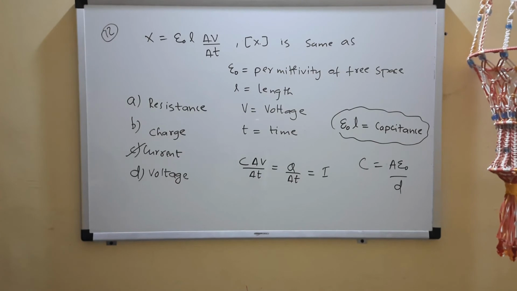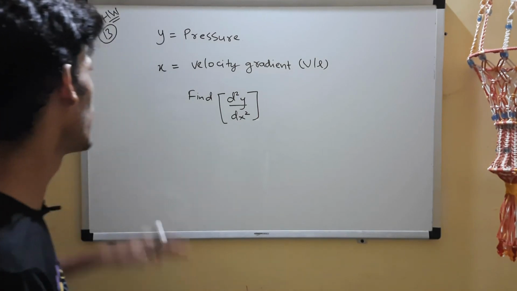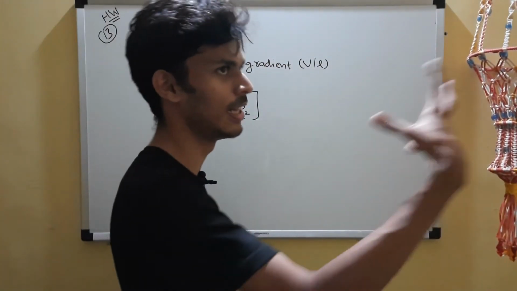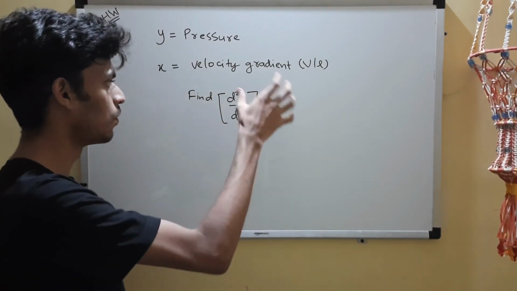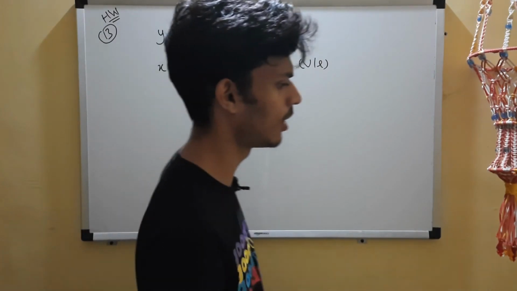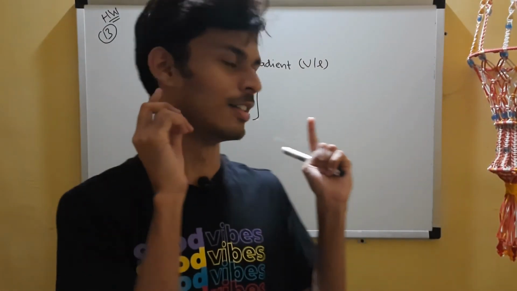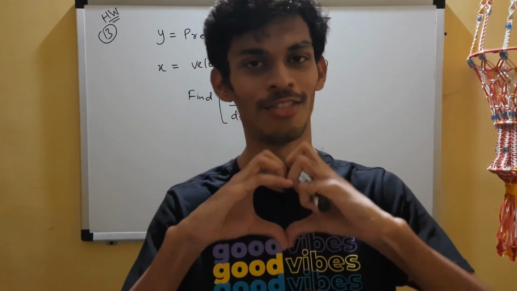One more homework problem, and then I'll give you some tips and leave. This is your homework problem; you should try it out yourself. Y is pressure, x is velocity gradient. Velocity gradient means velocity by length. You have to find the dimensions of d2y by dx square, the second derivative of y with respect to x. Comment your answer. The correct answer will, as usual, receive a heart from me.